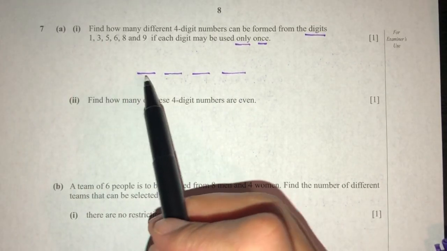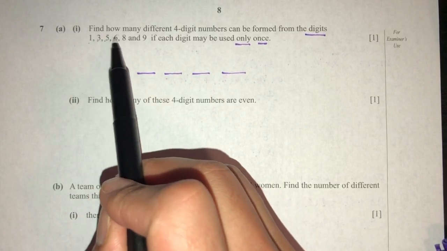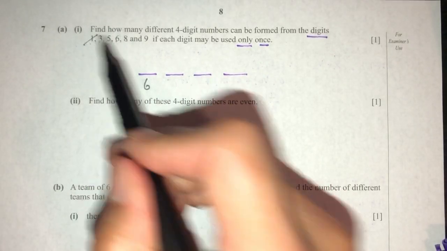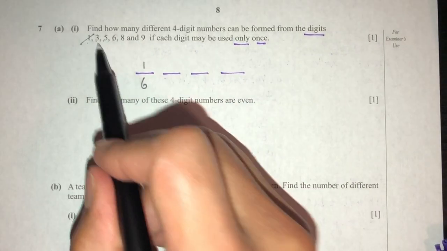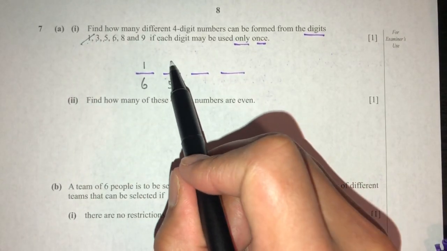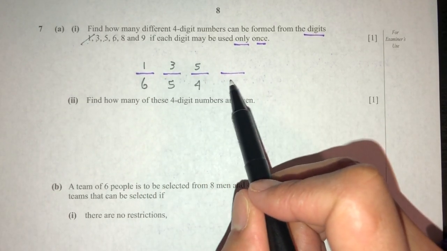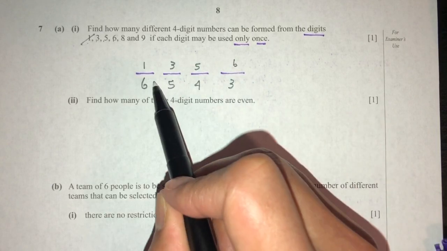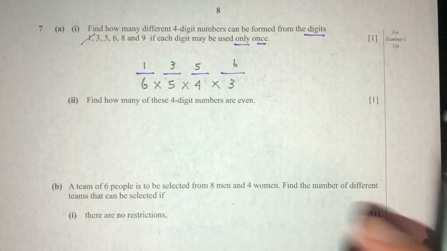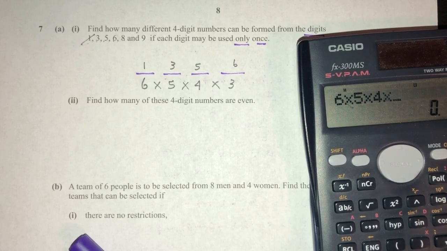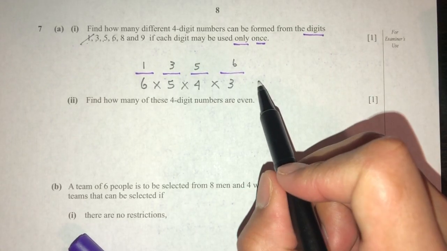So let's see, for the first one we have 6 options. Let's say we choose 1. Then we have 5 options. Let's say we choose 3. Then we have 4 options. Let's say we choose 5. And we have 3 options. Let's say we choose 6. So in total we have 6 times 5 times 4 times 3. That will be 360 as your answer.